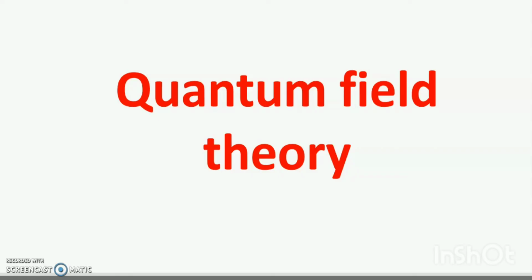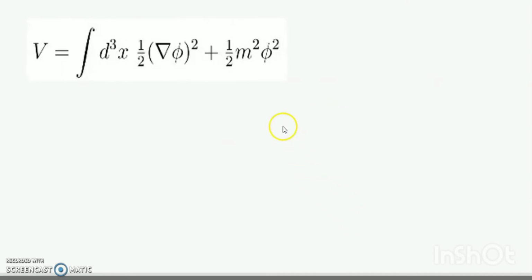Now friends, we go to the potential energy of the field. This is the potential energy of the field. Okay, this equation: V is equal to the integral d cubed x of half into del phi squared plus half m squared phi squared. The first term in this expression is called the gradient energy, and while the phrase potential energy, or potential, is usually reserved for the last term.